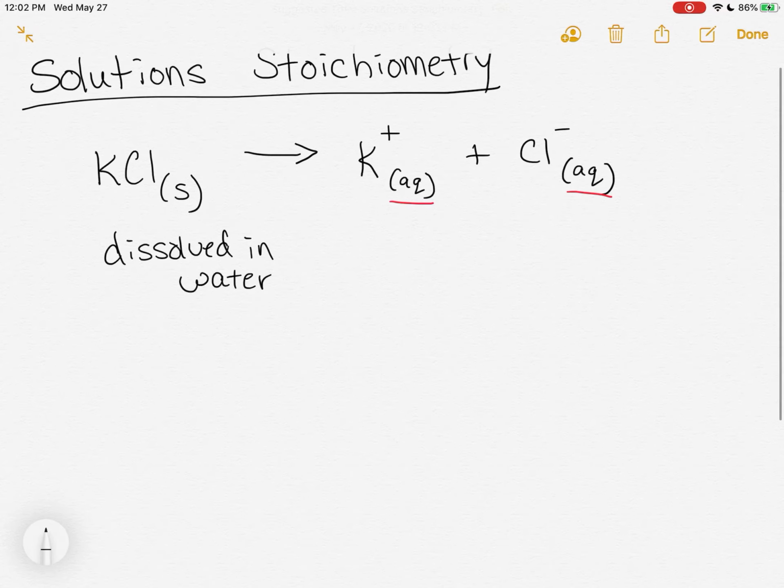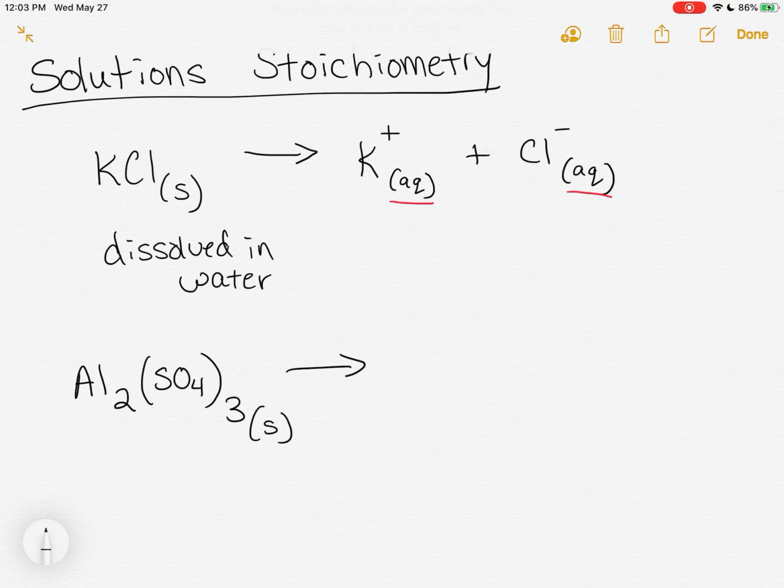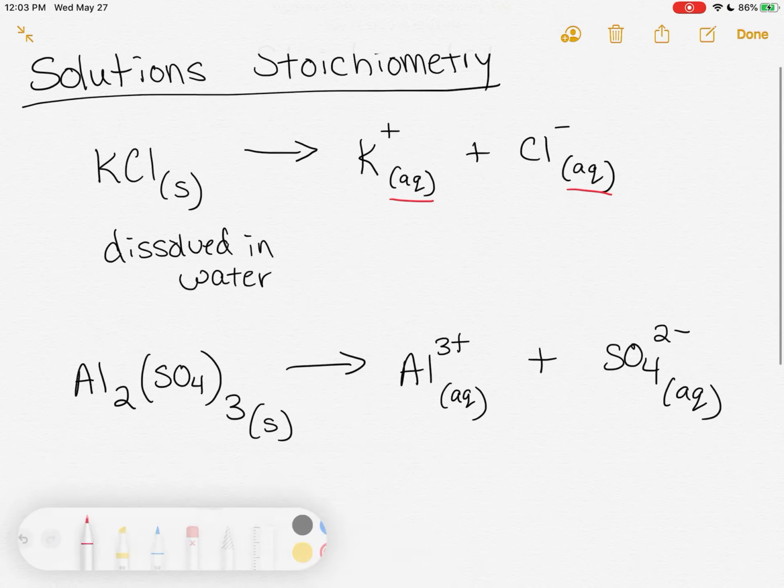And so we know that that is potassium ion that's dissolved in water and chloride ion that's dissolved in water. Now, if we use a more complicated solid, let's do aluminum sulfate. Aluminum sulfate is Al2(SO4)3. When we dissolve aluminum sulfate in water, we're going to produce aluminum ions, which have a 3+ charge, and they're going to be aqueous. And we're going to produce sulfate ions, which have a 2- charge, and they are aqueous.